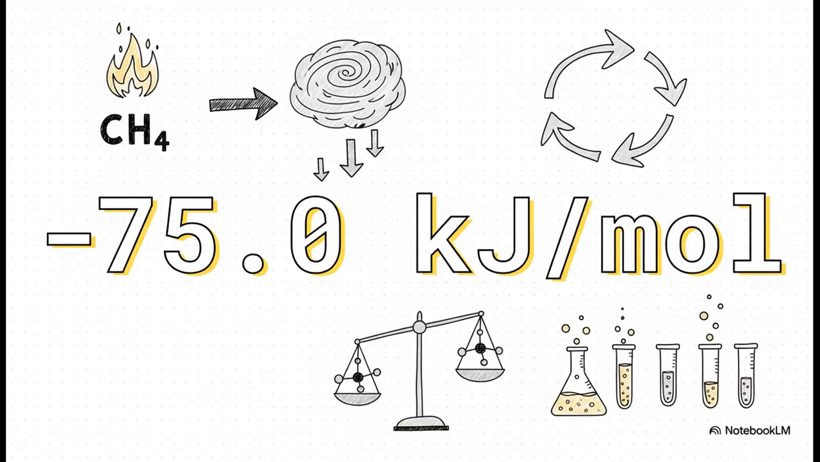And when you do the math, using the real data from those combustion experiments, you find the answer. The enthalpy of formation for methane is negative 75.0 kilojoules per mole. We just did it. We found the energy of an impossible reaction, and we never actually had to perform it. It's a definitive, satisfying answer, all thanks to some clever energy accounting.